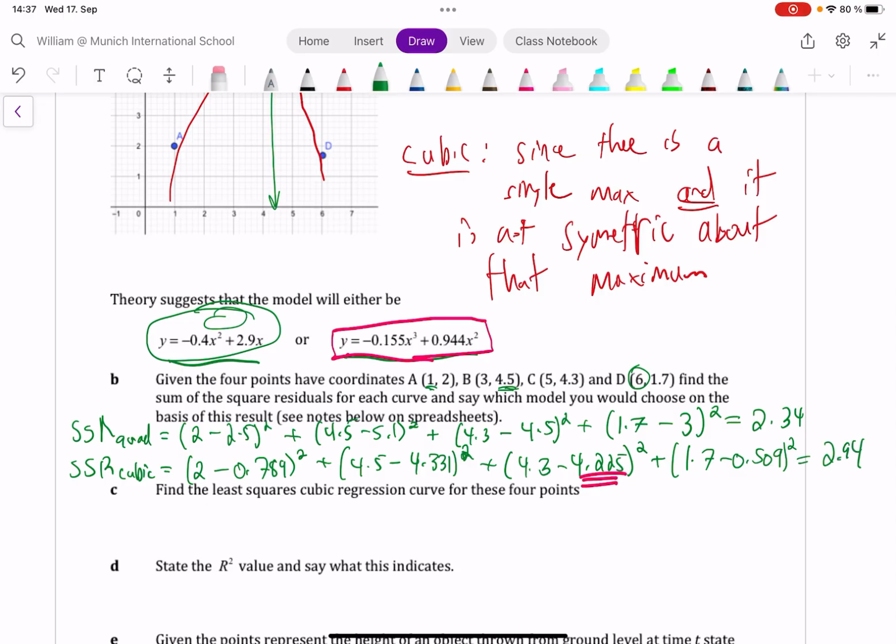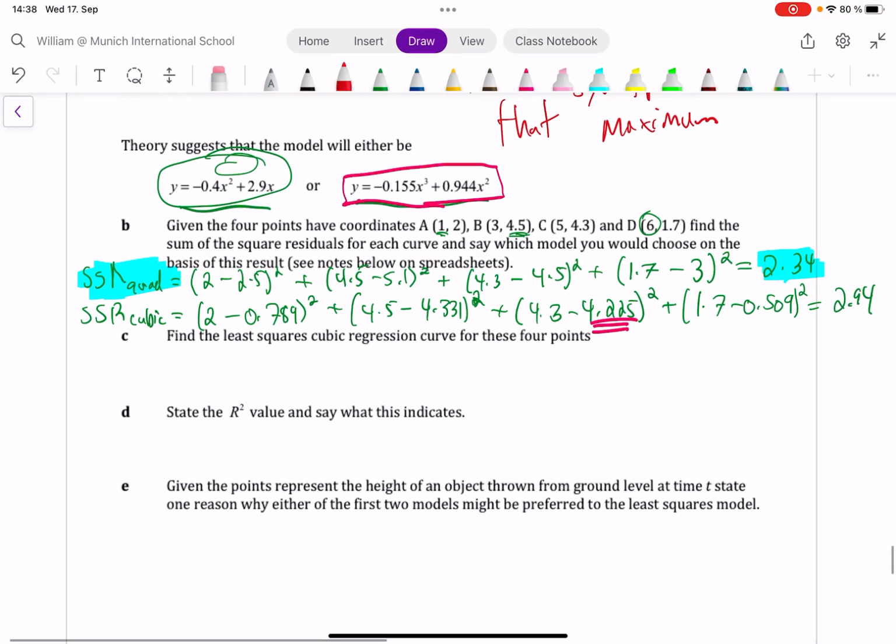And so we can see that the better of the two models is definitely going to be the quadratic because it has a smaller sum of square residuals. Right? So it means it's closer to a quadratic than it is to a cubic. But there may be real world context as to why you might choose cubic instead, even though it has a larger sum, and we can explore those in a little bit.